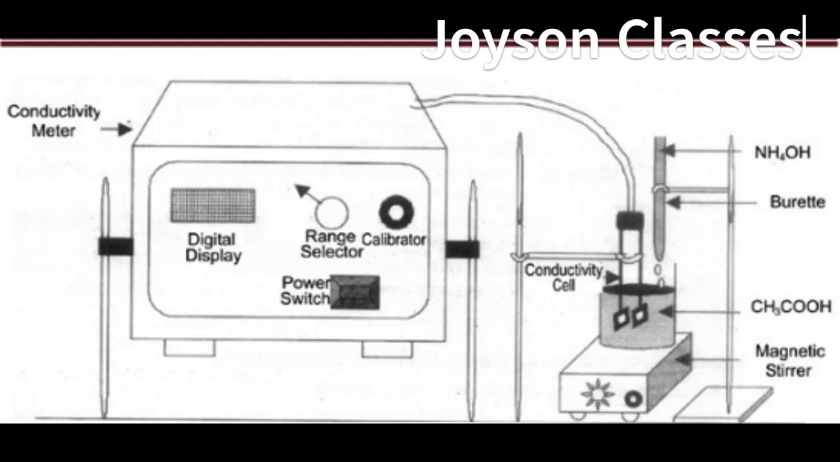The working of conductometric titration is based on the principle that the conductivity of a solution depends on the number and the charge of the ions present in it. As the titrant is added, the concentration of the ions changes, resulting in a change in conductivity. The plot of conductivity versus volume of titrant shows a sudden change at the equivalence point, where the reaction is complete.